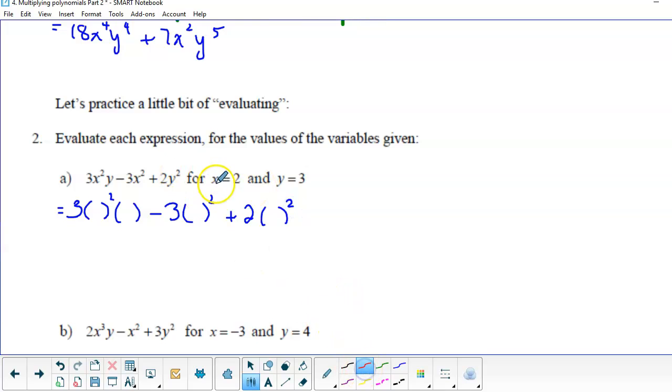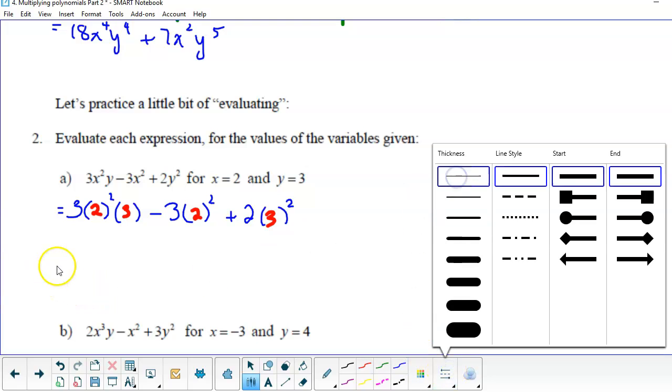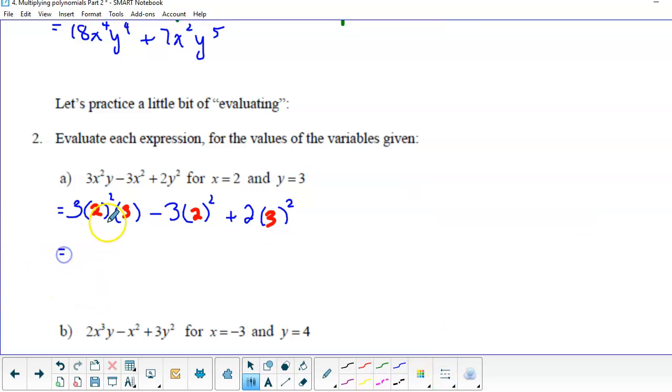I'm going to use a different color. So for x, I'm going to put 2 in for every x. Y, I'm going to put 3 in. Okay, and now I'm going to evaluate. So 3 times 4 is 12, times 3 is 36.